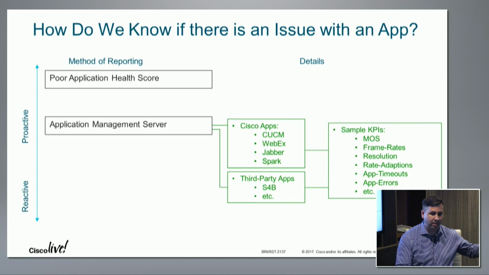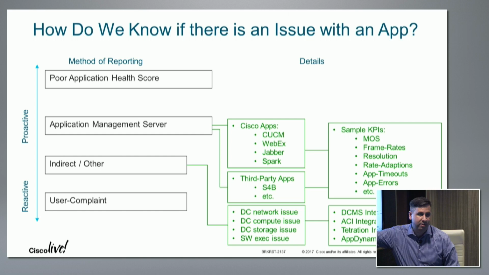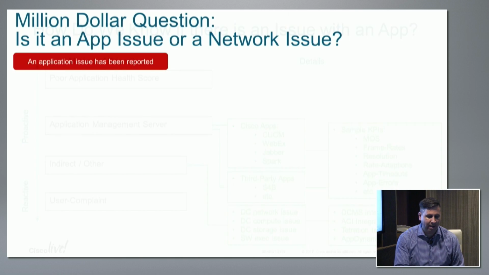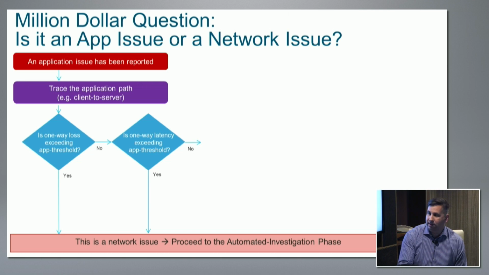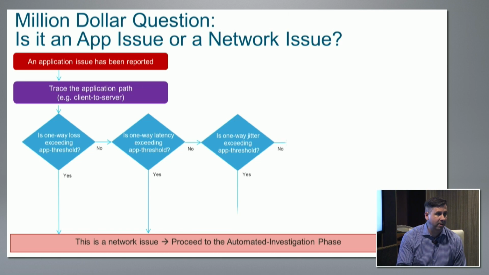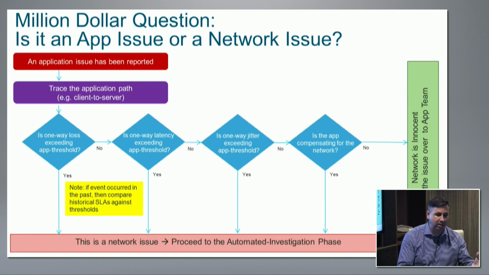More than that, we want to integrate with management servers. We want to integrate with data center analytics and also AppDynamics itself so that we don't have to rely on users complaining to get ahead of application issues. We want to be able to very quickly isolate whether this is an application issue or if it's a network issue. So we have workflows that we're building into assurance to do this.